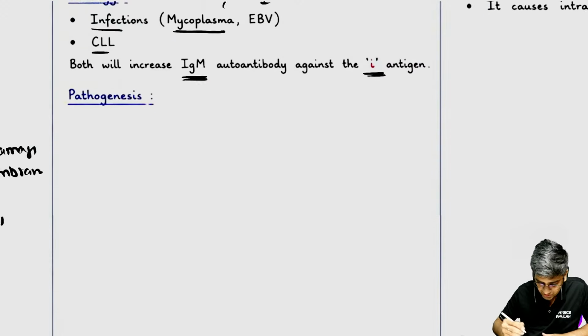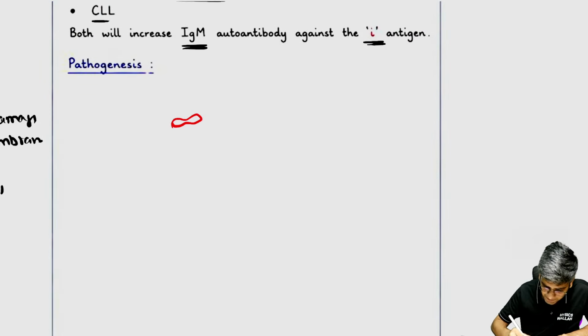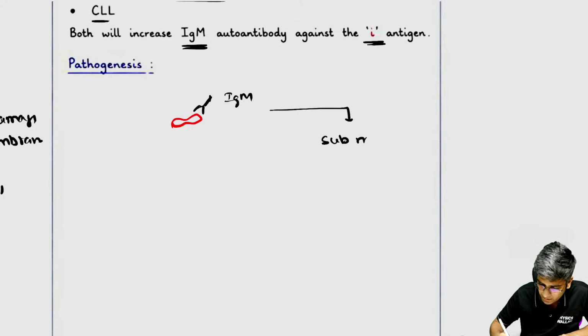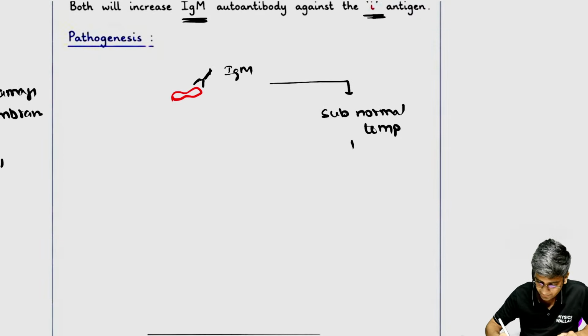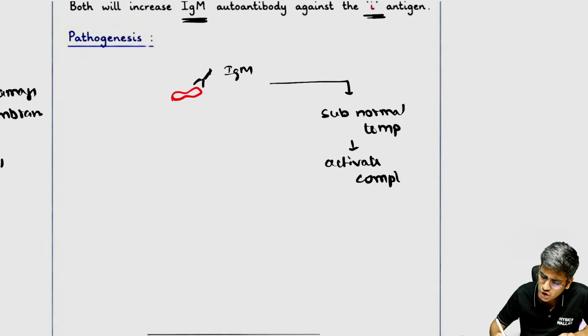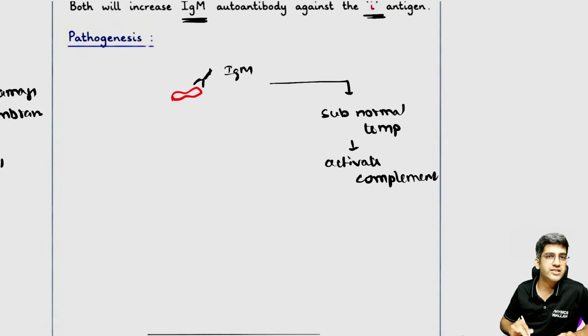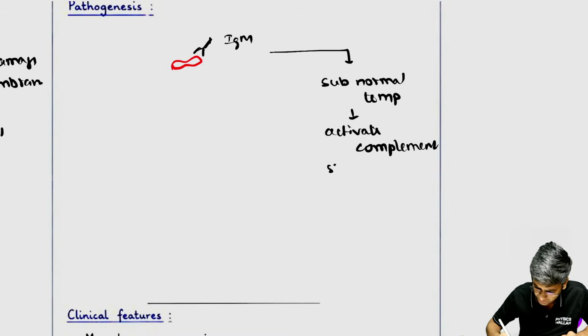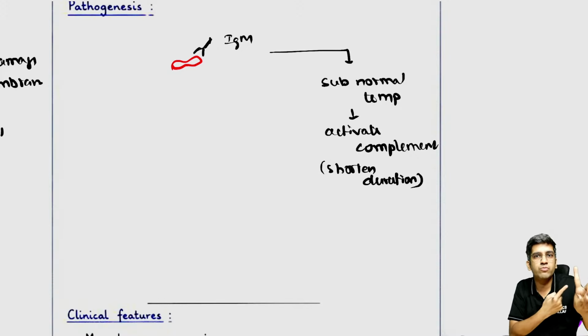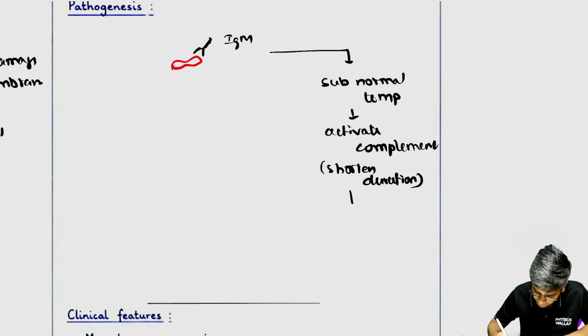So what happens here in pathogenesis? RBCs, IgM binds to it. When the IgM travels to subnormal body temperature, that's very, very important. They will temporarily activate complements. This complement activation is so short, they cannot destroy or lyse them. The only thing is very short duration, right? You write very, very short duration. Fraction of a second. Because the moment blood goes there, it automatically comes back to my core body temperature, right?